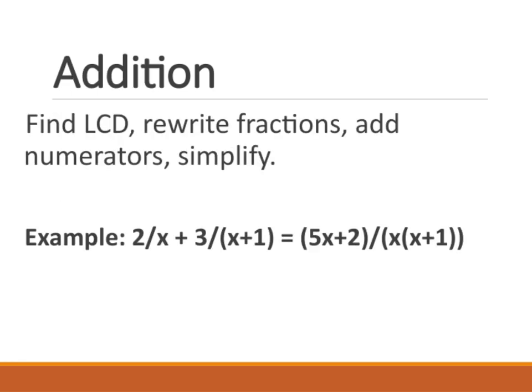When we add fractions, the first step is to find the least common denominator, or LCD. Then we rewrite each fraction so they share that same denominator. Next, we add the numerators together, keeping the common denominator intact. Finally, we simplify the result if possible.